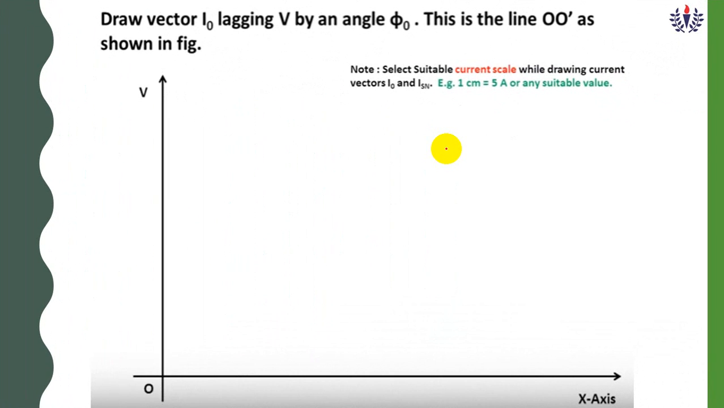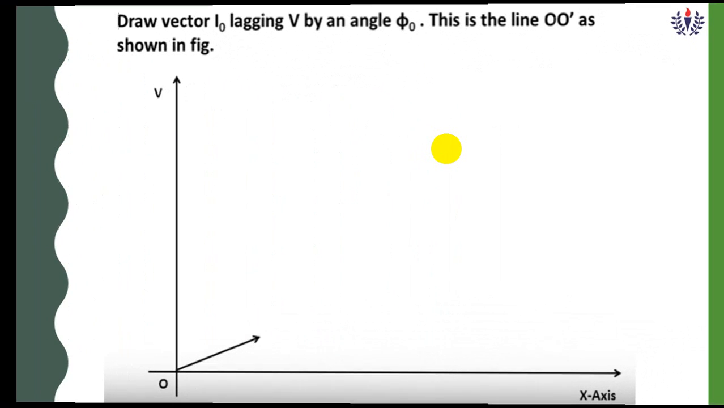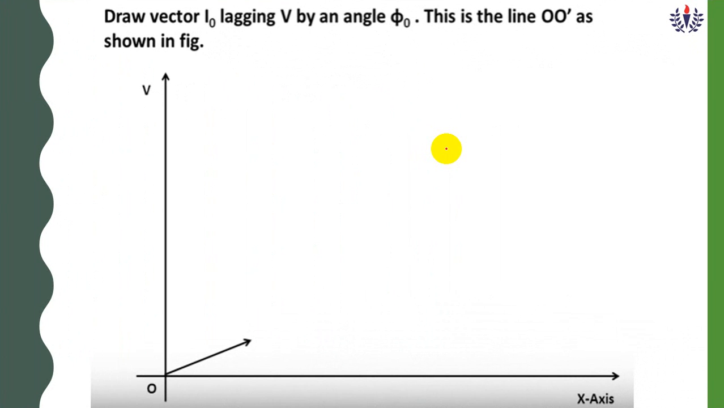Now draw the vector I naught lagging V by an angle phi naught. This is the line OO dash. You see, I am drawing a line.